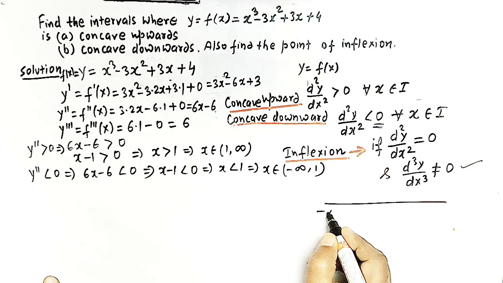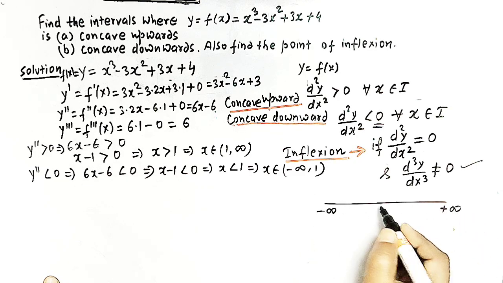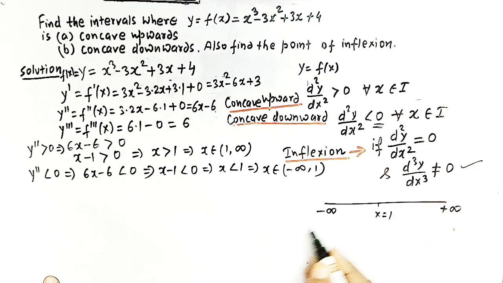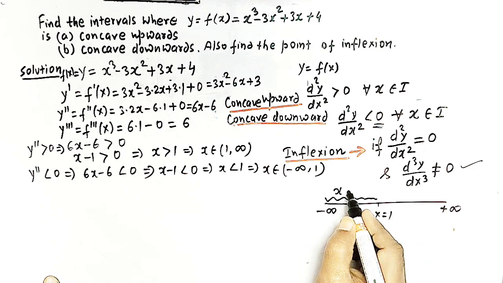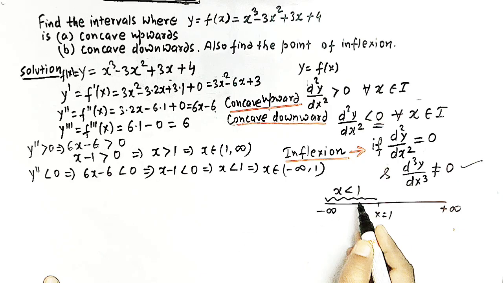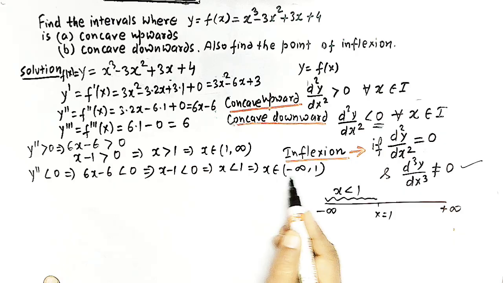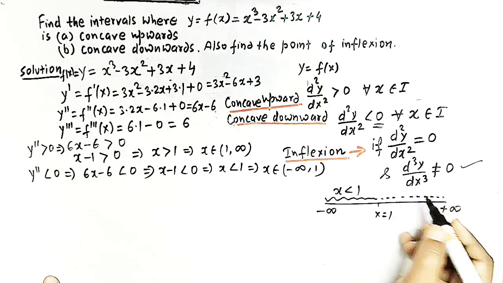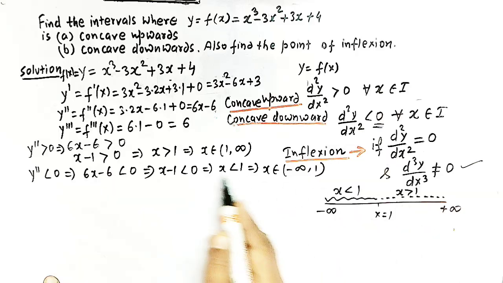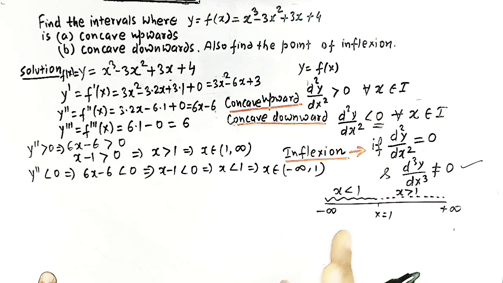So here we have minus infinity to plus infinity, here we have x equal to 1. Here we have x less than 1, so the function is concave downward, and here we have x greater than 1, so the function is concave upwards, right? So let us now find the point of inflection.